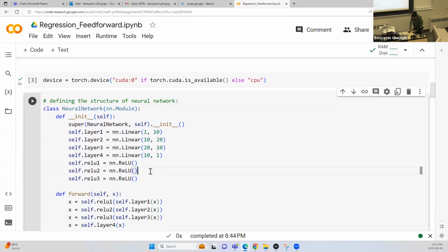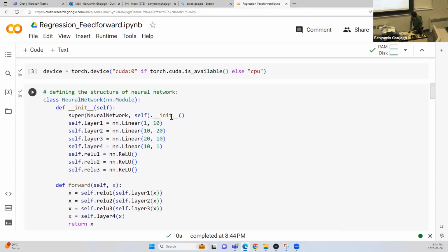Here we have class NeuralNetwork(nn.Module). So what are we doing? Let me run it. Here I'm defining the class. I'm defining a neural network, and this neural network is inheriting from another class, nn.Module. What was nn? It was torch.nn. nn stands for neural network. And nn.Module has some characteristics, and I define a new class which inherits from that.